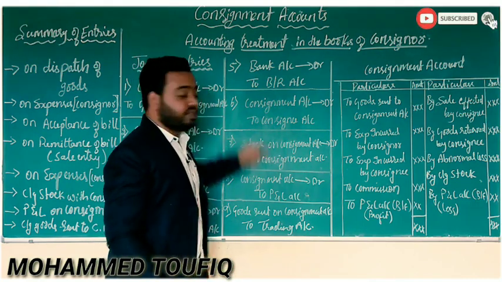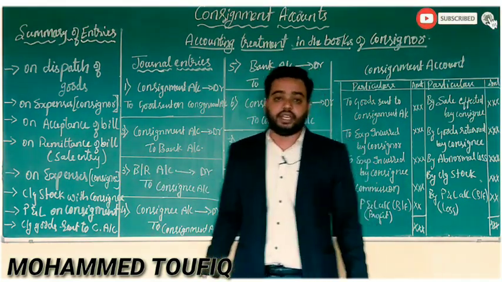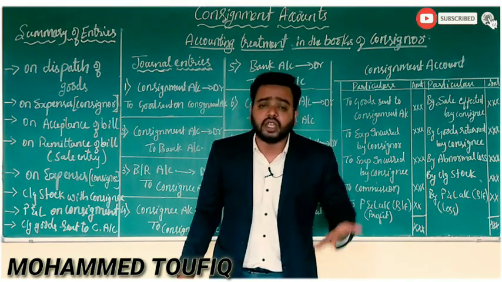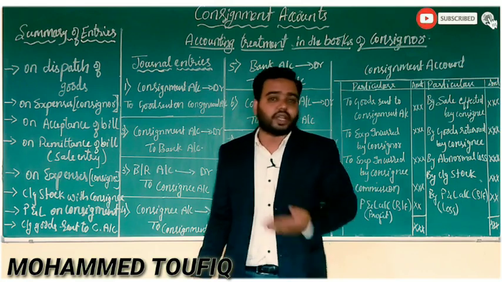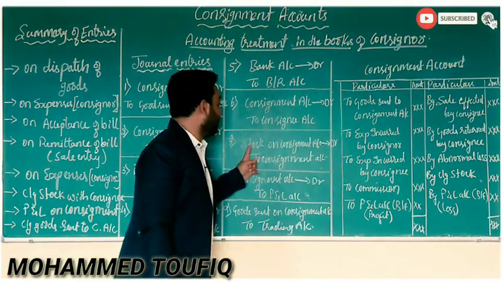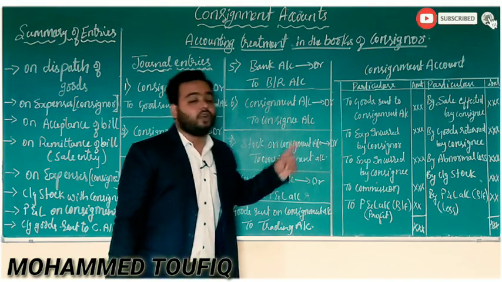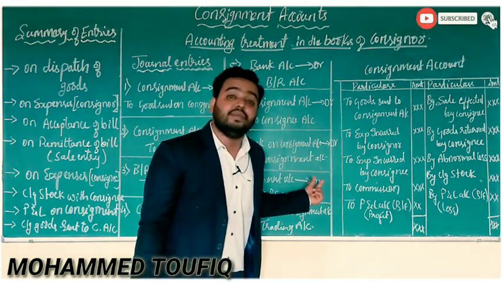Once this particular entry is done, next is the closing stock with the consignee. As I was telling you, if he is selling all the goods, then no worries. If any goods are remaining with him, then you have to prepare a closing stock entry. The closing stock entry is stock on consignment account debit to consignment account.